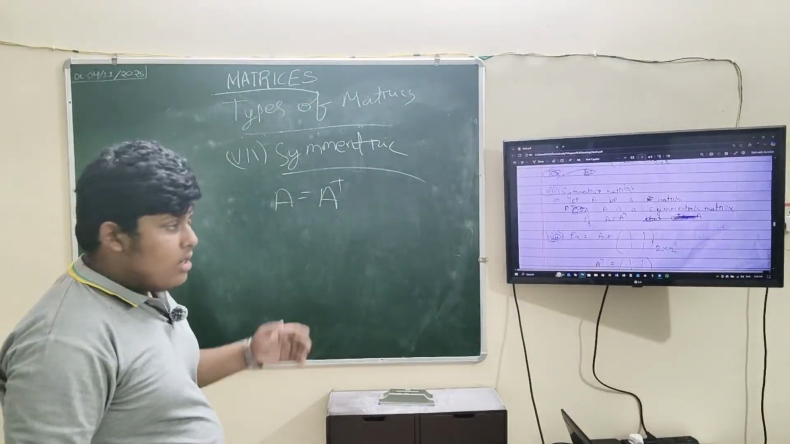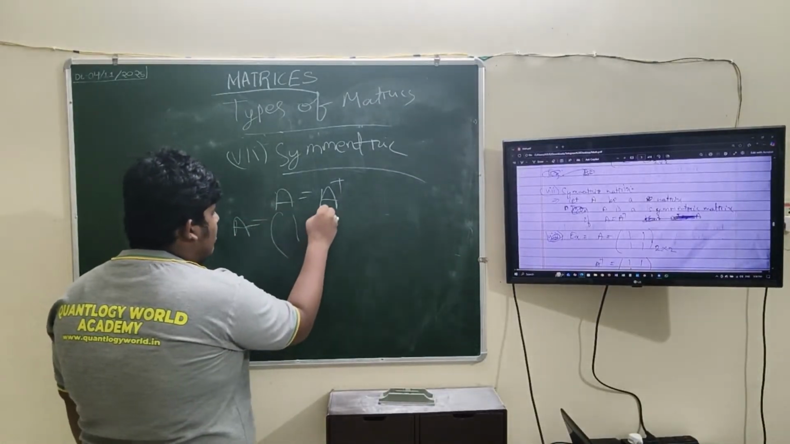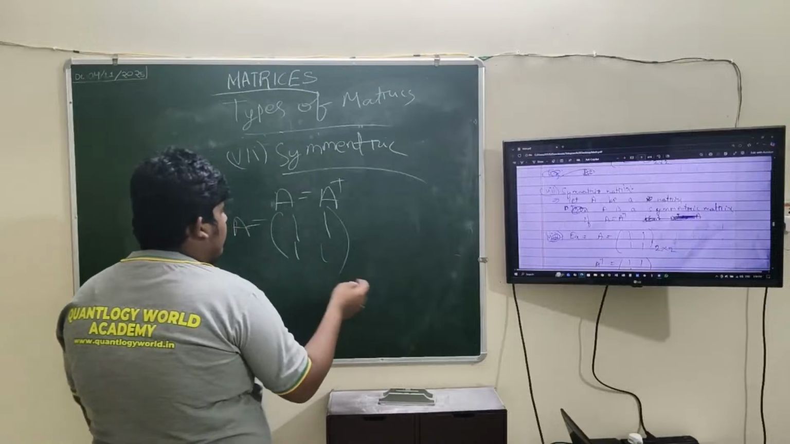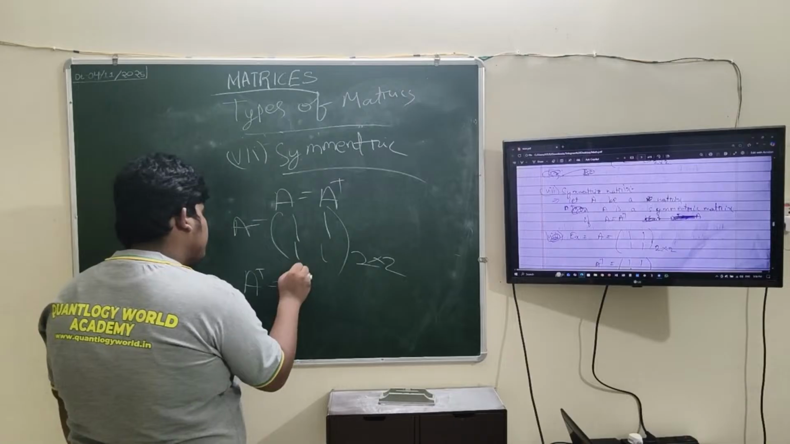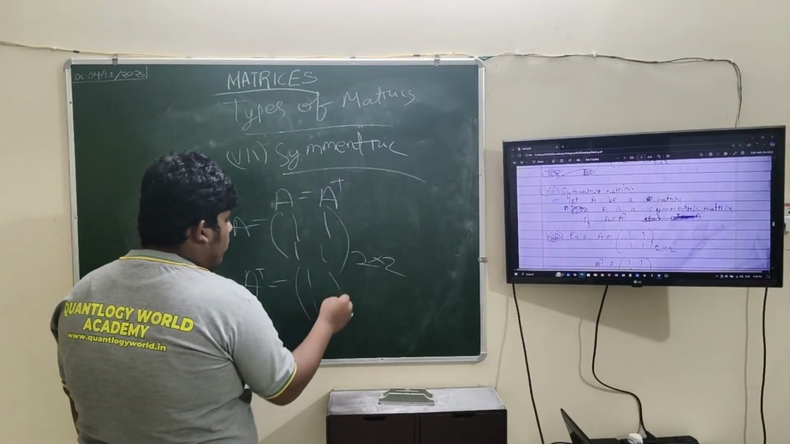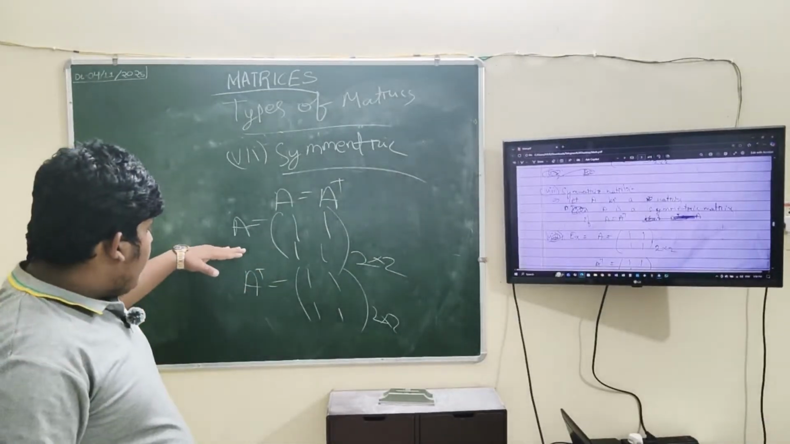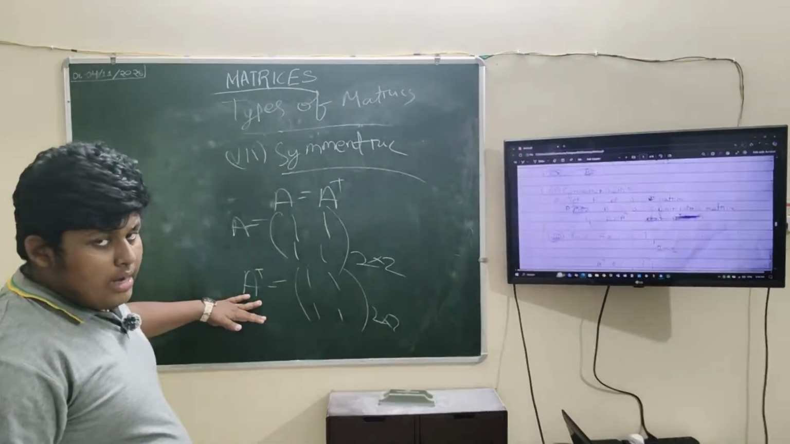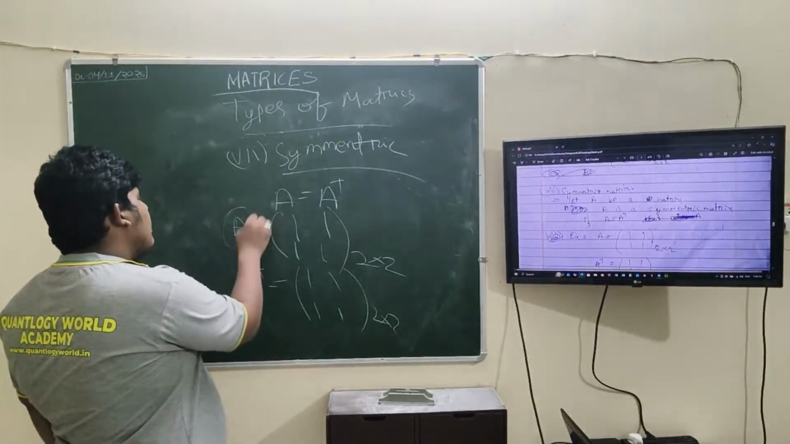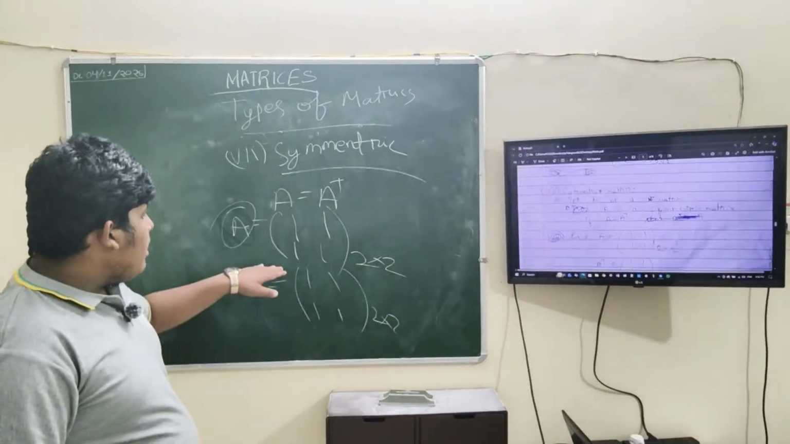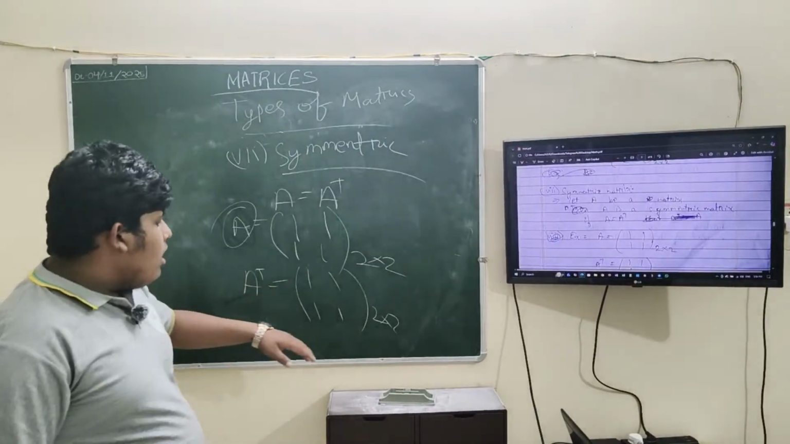Let's take an example and cover it. Let's say A is the matrix 1, 1, 1, 1. These are the elements. It's a 2 cross 2 matrix, and the transpose of A will also be 1, 1, 1, 1. So here A is equal to the transpose of A. So we can say the matrix A is a symmetric matrix, as all the elements of A and the transpose of A are equal.